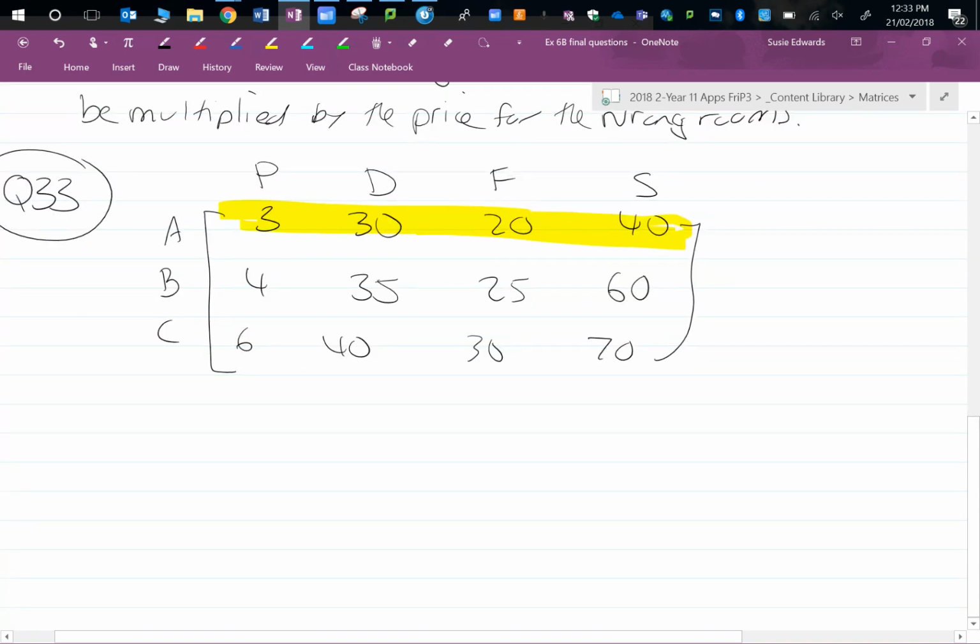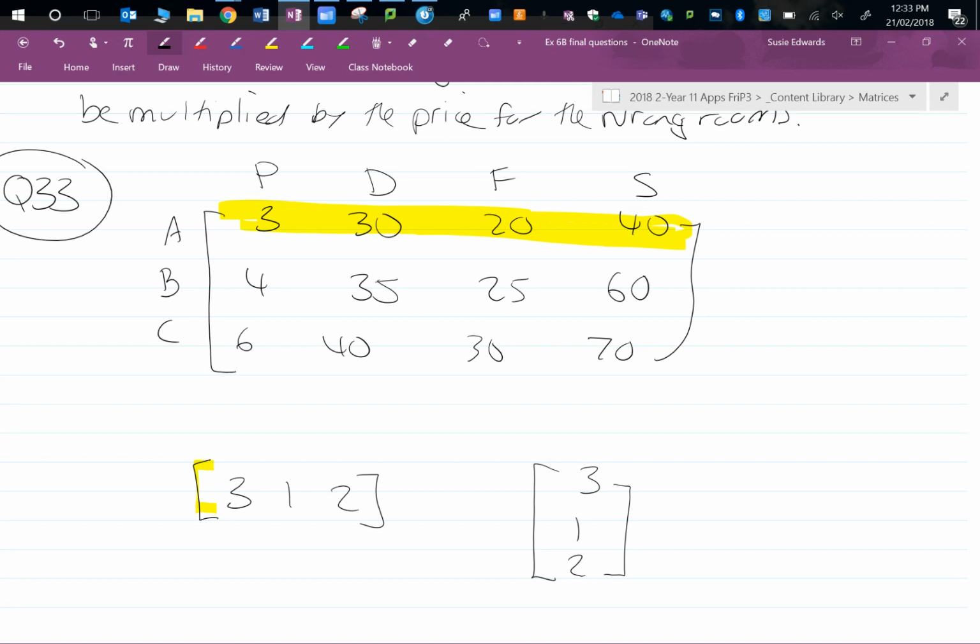Well, what are our options? We've either got a row, which would be 3, 1, and 2, or we've got a column, which would be 3, 1, and 2. First one? And would it be before or after? It would have to be before, because think about it.